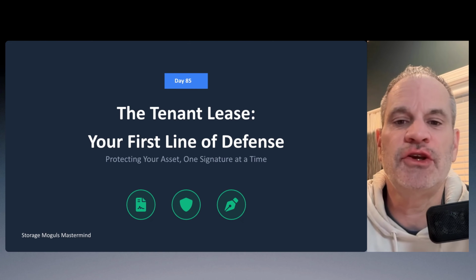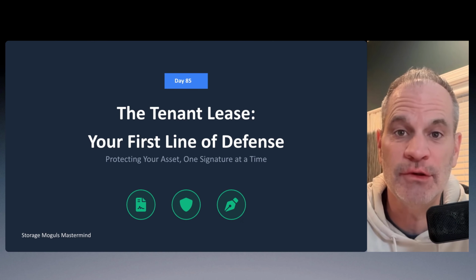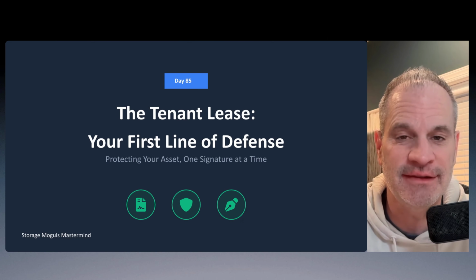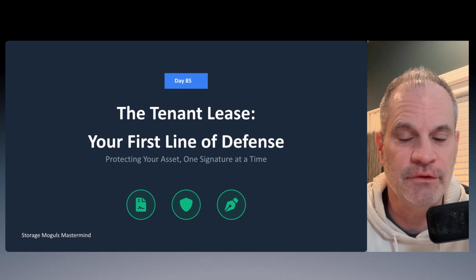And today I want to show you why your lease agreement is your first line of defense. Most operators are using templates that leave them exposed. So we're going to go clause by clause here today through what matters.